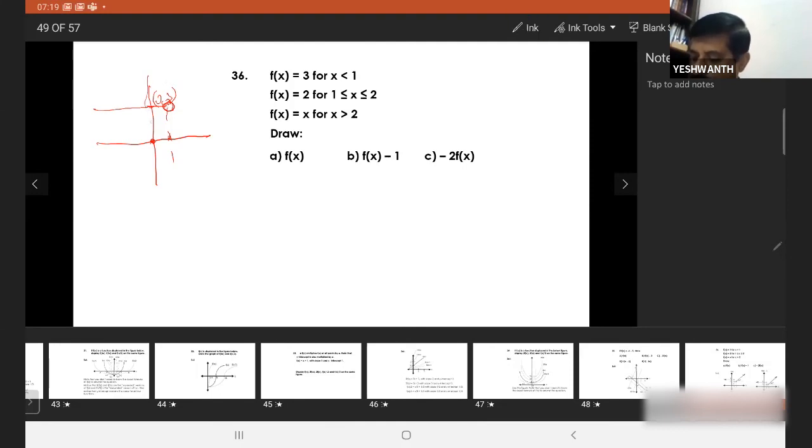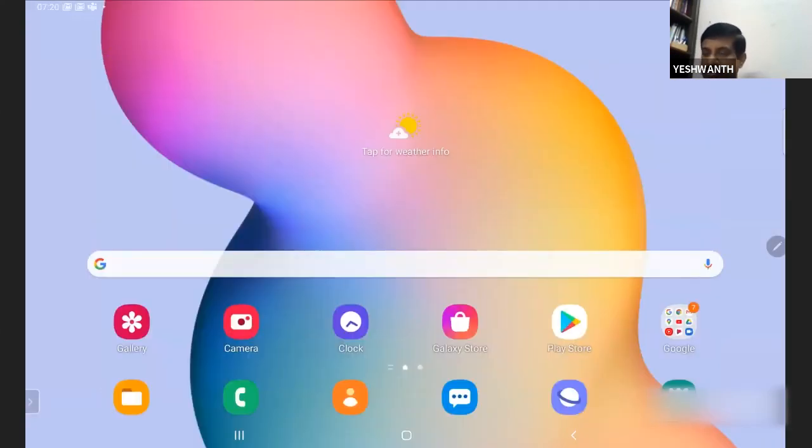So this is 3 and this is 2. Okay. So x equal to 1 means here it starts, up to 2. It is 2 only, like this. Filled means this 2. When x is 1, y is 2. When x is 2, y is 2. Like that. f of x equal to x when x is greater than 2. So greater than 2 means it moves up. When x is 3, y is 3. Like this. So this goes up like this. Okay, so this is the curve you'll be getting.